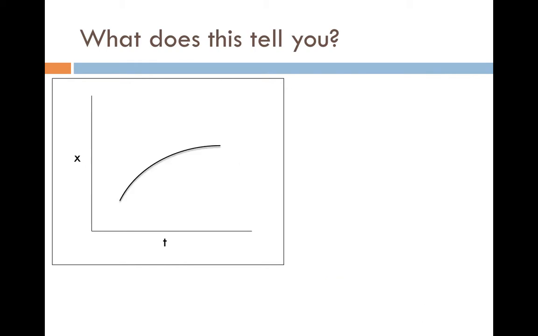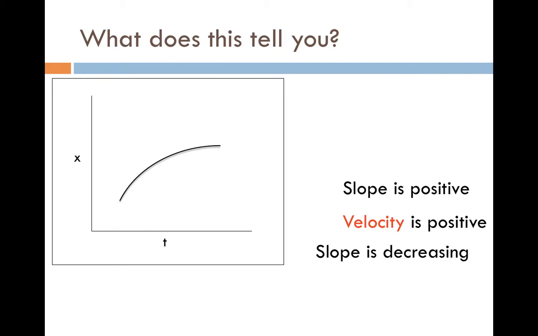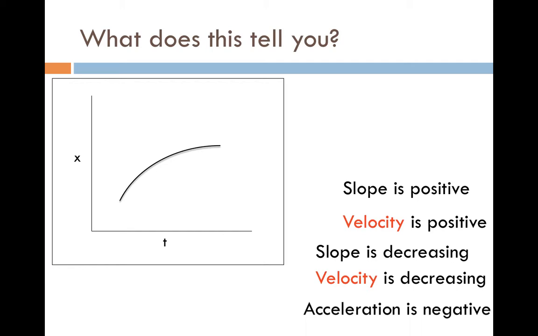All right, now look at that one. Is it a positive or negative slope? It's still a positive slope. So the velocity is positive. The slope is also decreasing. It's pointing up higher here than it is there. So the slope is decreasing. Therefore, the velocity is decreasing. So what type of acceleration is that? It has negative acceleration.